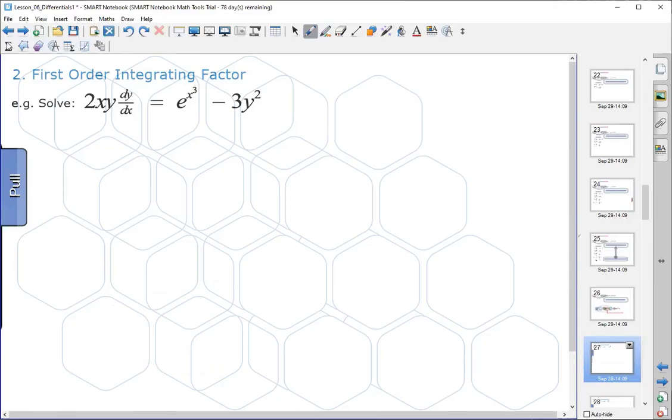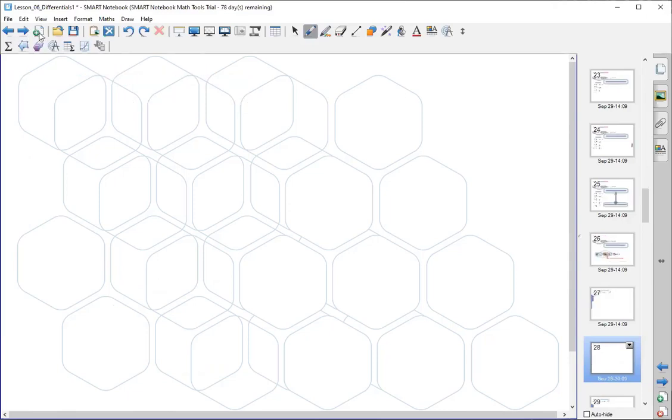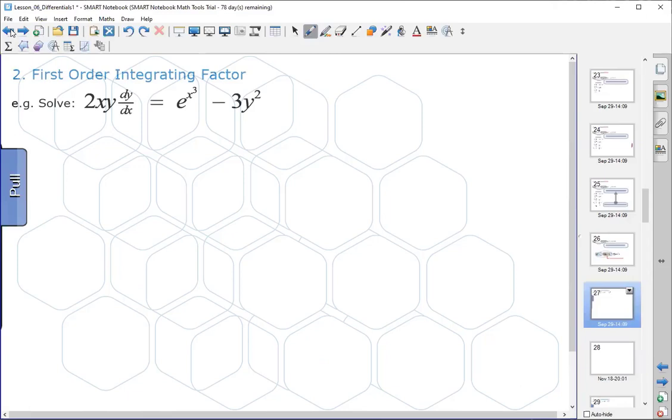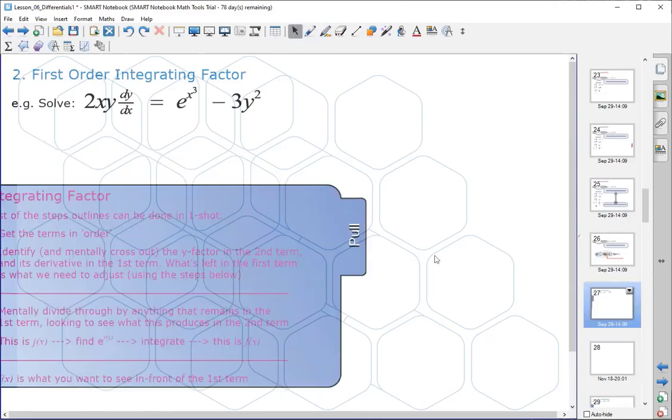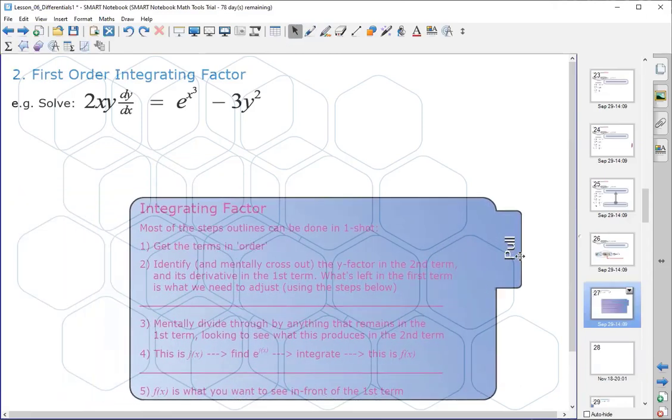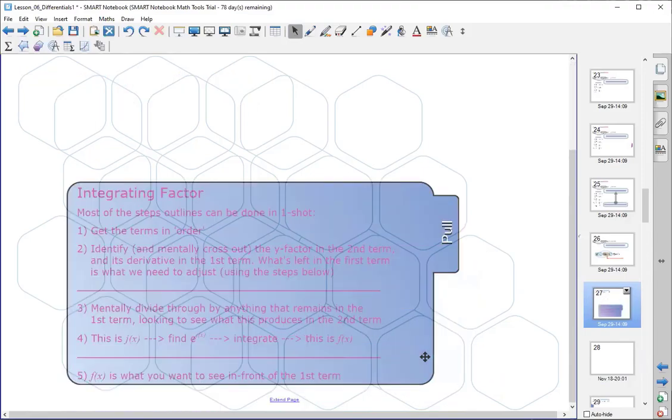So, right, what's the technique? We're actually going to change the technique. We're going to do the technique fully first, but actually that's not how we do it. So first of all, get the terms in order, and then match up the y thing. Okay, so let's get the terms in order first.